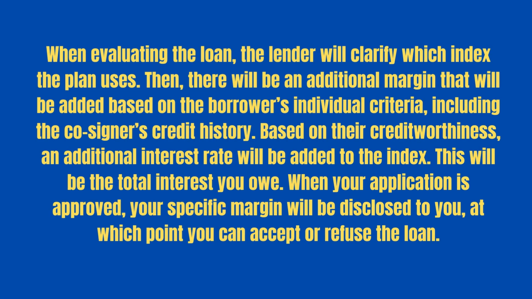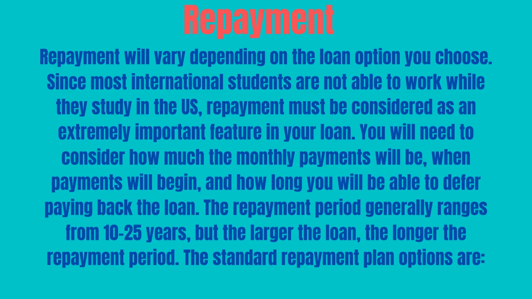When evaluating the loan, the lender will clarify which index the plan uses. Then, there will be an additional margin that will be added based on the borrower's individual criteria, including the cosigner's credit history. Based on their creditworthiness, an additional interest rate will be added to the index. This will be the total interest you owe. When your application is approved, your specific margin will be disclosed to you, at which point you can accept or refuse the loan.